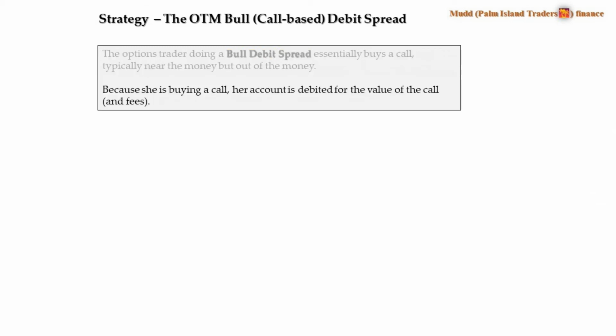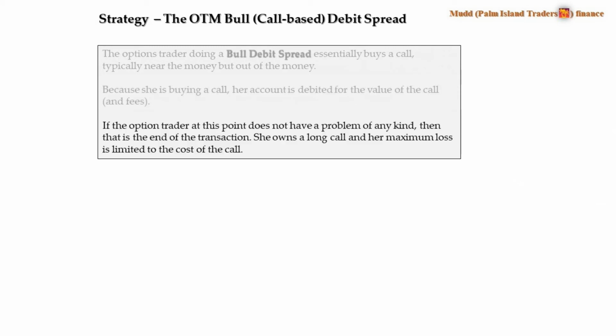Because she is buying a call, her account is debited for the value of the call and fees. If the option trader at this point does not have a problem of any kind, then this is the end of the transaction. She owns a long call, and her maximum loss is limited to the cost of the call.